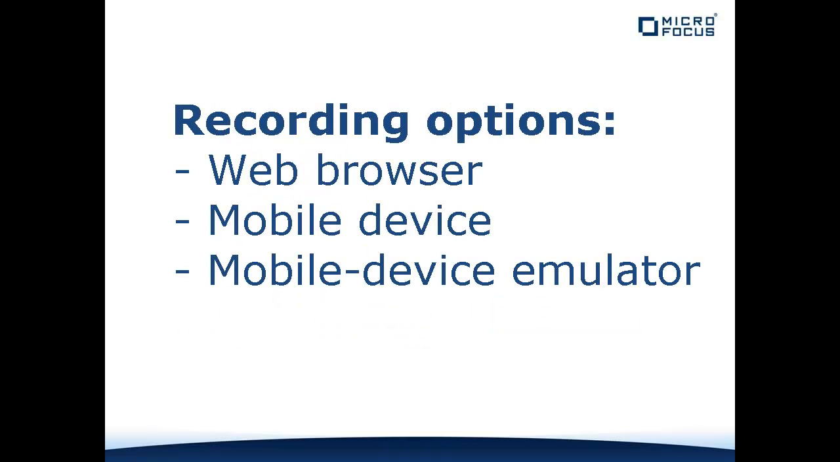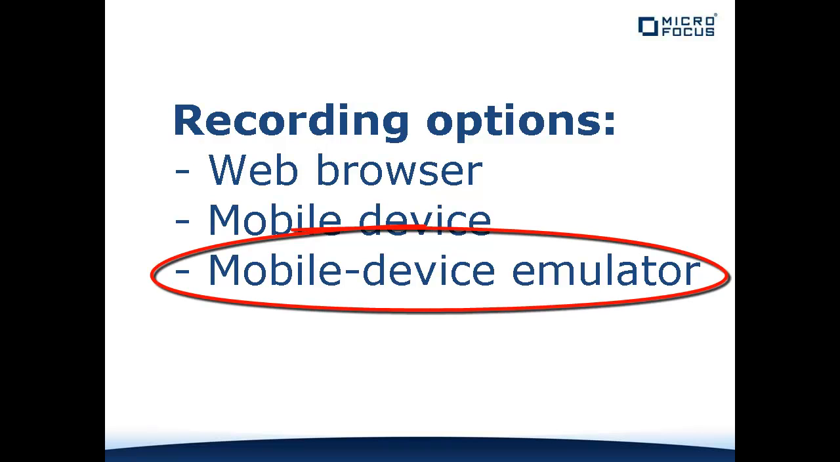Silk Performer offers three approaches to the recording of mobile web applications: testing using a web browser on your computer, testing using a mobile device, and testing using a mobile device emulator. This video demonstrates how to test a mobile web application using a mobile device emulator.